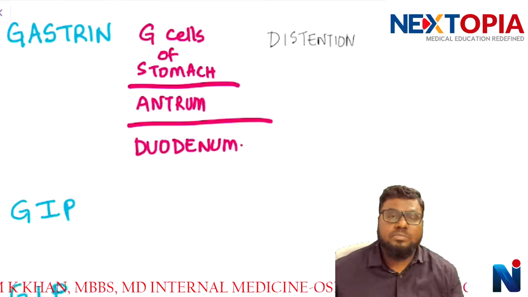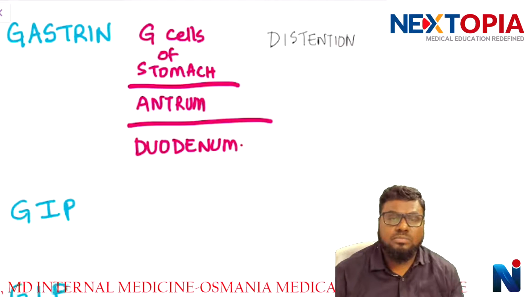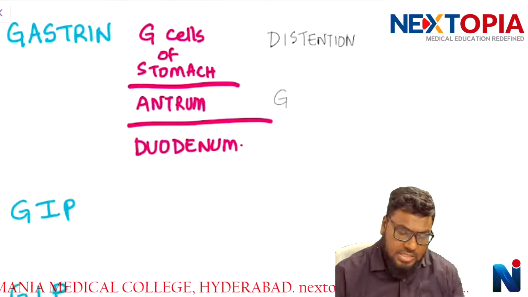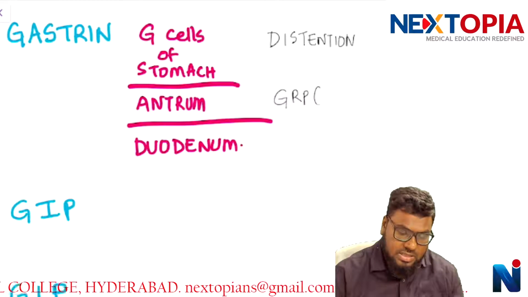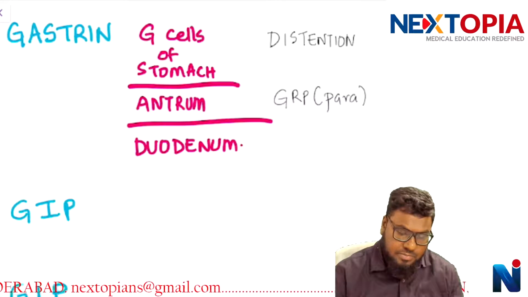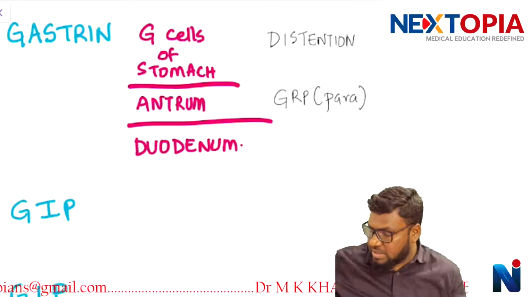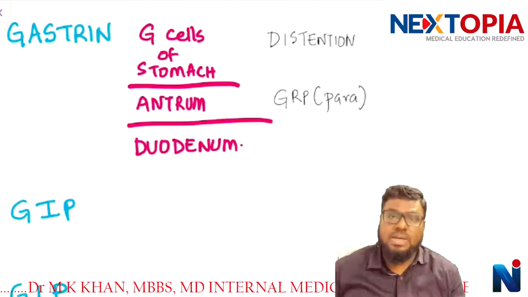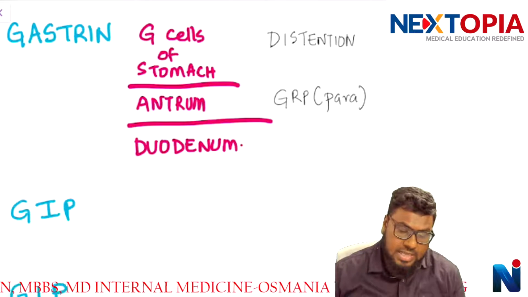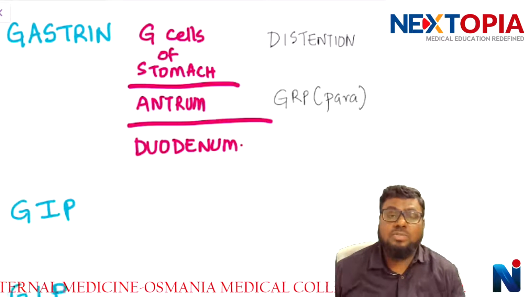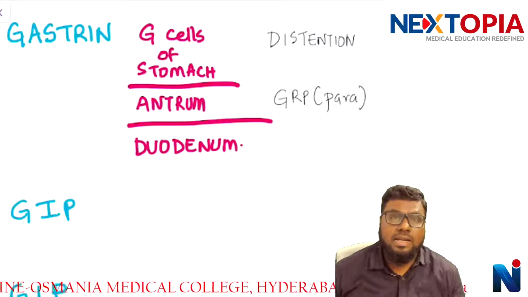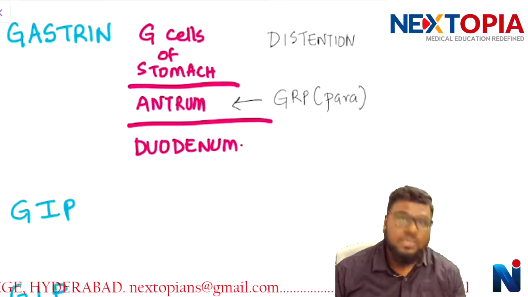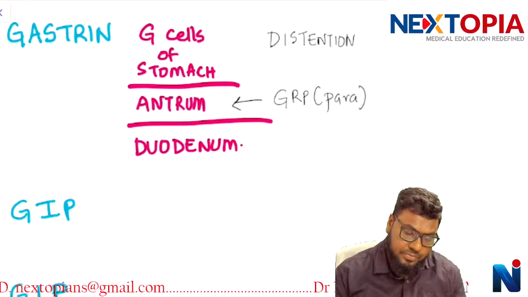In the antrum, it is the gastrin releasing peptide, that is the parasympathetic nervous system. Just now I told you in the parasympathetic nervous system. What is the stimulus? It is the GRP that causes stimulation of gastrin, I told you. Is it not? It is causing stimulation of the gastrin in the antrum.